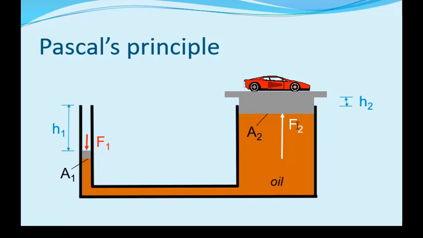Now, one application of Pascal's principle also is the syringe. If you observe the syringe, you are exerting force at a larger area, but the cross-sectional area of the needle is of course very small. But the pressure you have exerted at the larger area will be transferred undiminished to the needle. So they will have the same pressure.